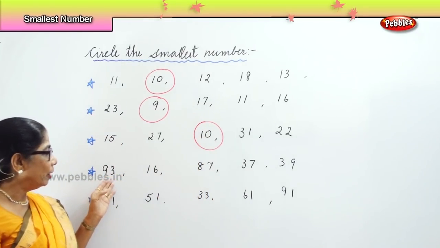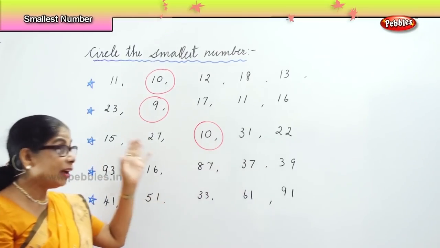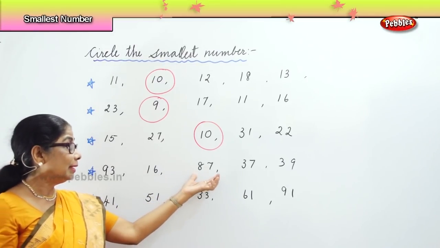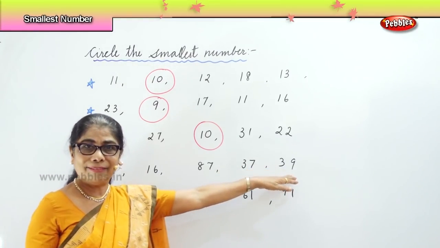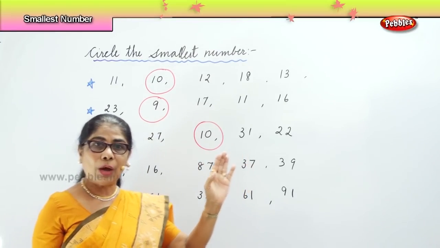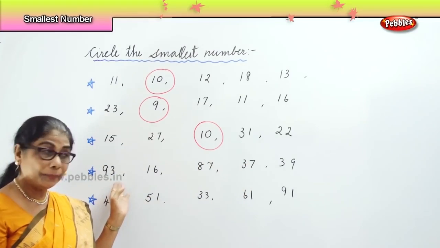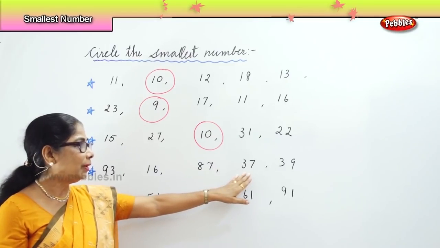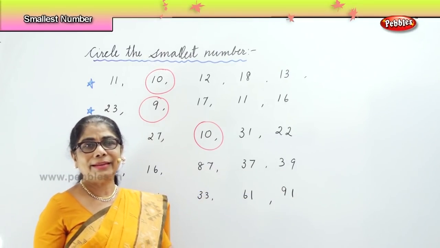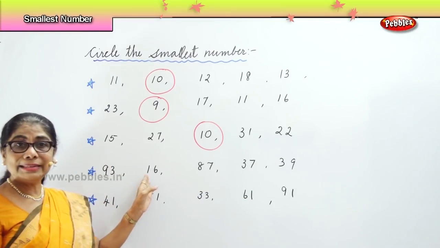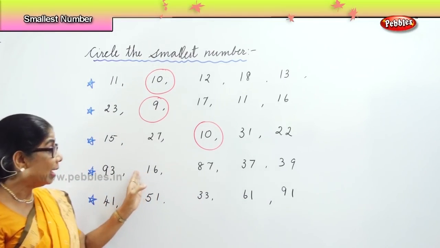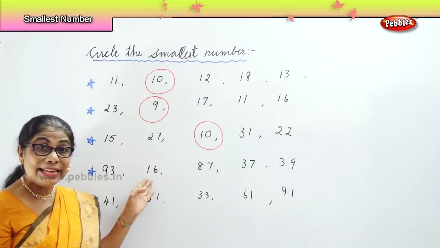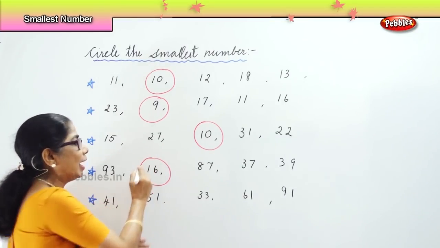Another difficult one here. We have numbers in the 90s, we have 10s, 80s, 30s. So let's say the numbers aloud: 93, 16, 87, 37, 39. Now, which is the smallest? Very clear. 16 is the smallest among the 90s, 80s and 30s. So 16 is the smallest among the 5 numbers given.